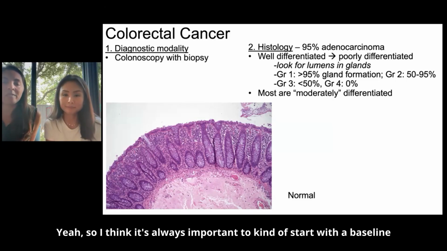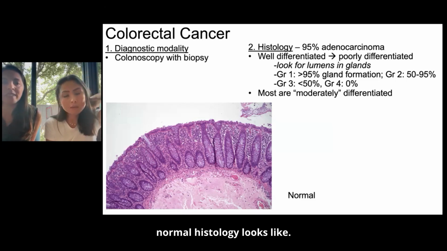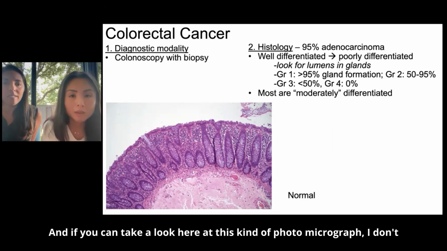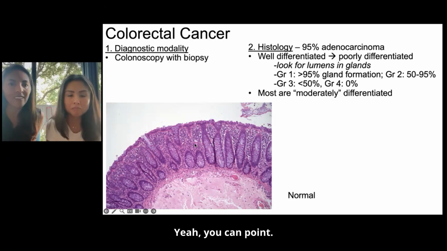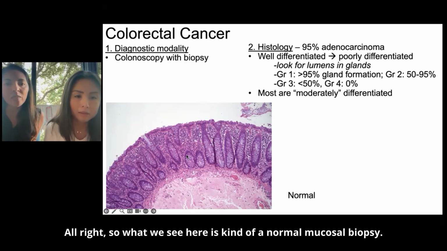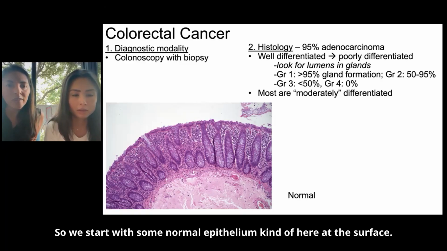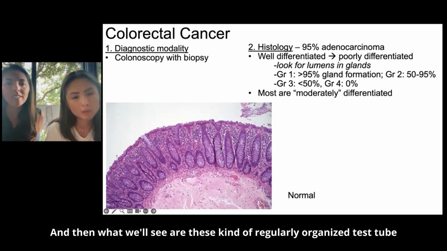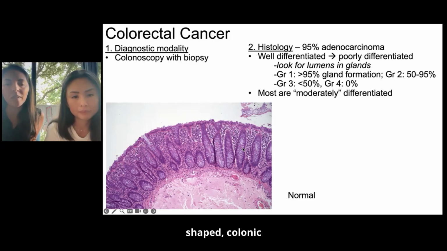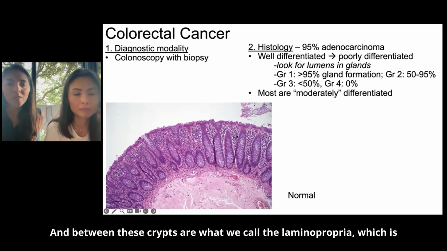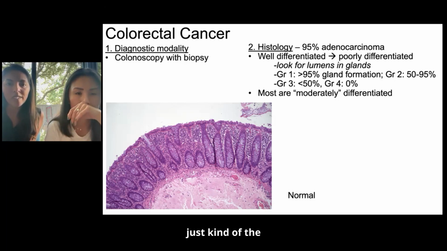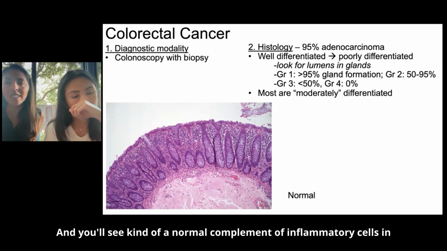Yeah, so I think it's always important to start with a baseline knowledge of what normal histology looks like. If you can take a look here at this photomicrograph, I don't know if I can actually point. Yeah, you can. Okay, thank you. All right, so what we see here is a normal mucosal biopsy. We start with some normal epithelium here at the surface. And then what we'll see are these regularly organized, test tube shaped colonic crypts that will be evenly dispersed throughout the mucosa. In between these crypts is what we call the lamina propria, which is just the supportive tissue between the crypts. And you'll see a normal complement of inflammatory cells in here normally.